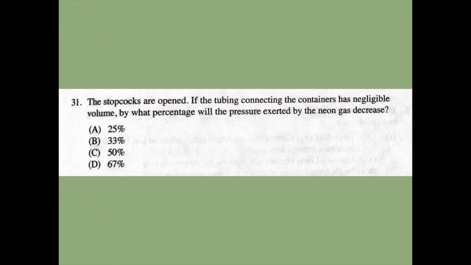For 31, it says the stopcocks are opened. If the tubing connecting has negligible volume, meaning the total volume is going to be 3 liters, by what percentage will the pressure exerted by the neon gas decrease? Okay, so I started off, I'm going to use PV equals nRT. I have a volume of 1 liter in the beginning, and I have 1 mole of neon gas. Everything else stays the same.